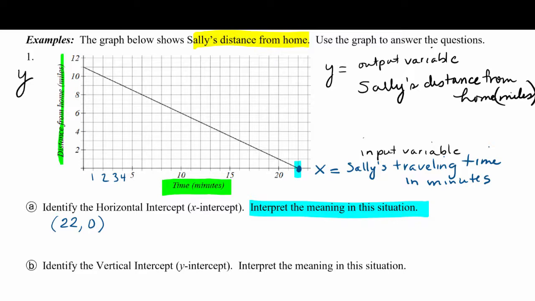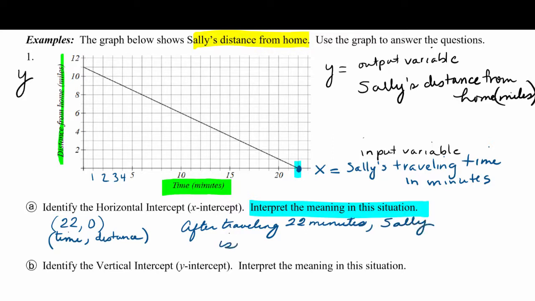Well, remember, the input variable was keeping track of time, and the output variable was keeping track of distance from home, right? So the interpretation of this ordered pair is that after traveling 22 minutes, so that's our input, our time of 22 minutes, Sally is 0 miles from home. 0 miles from home means she's home, doesn't it? She's arrived home after 22 minutes. So that's what the x-intercept represents in this graph.